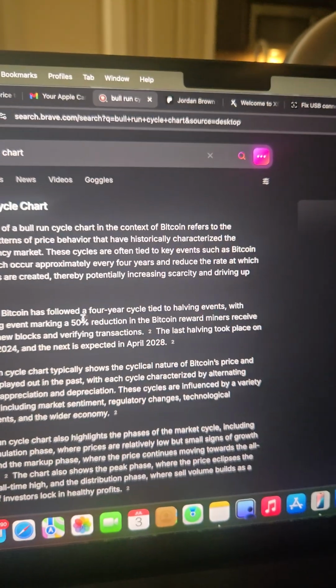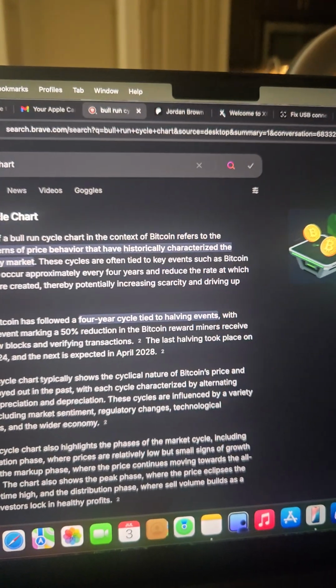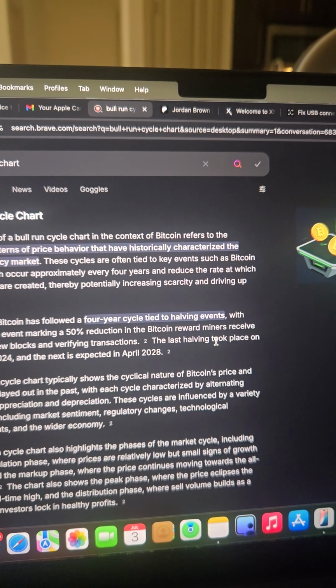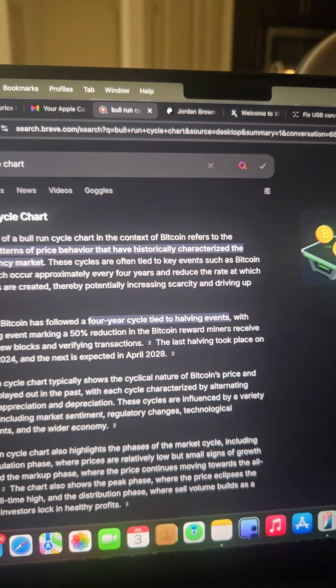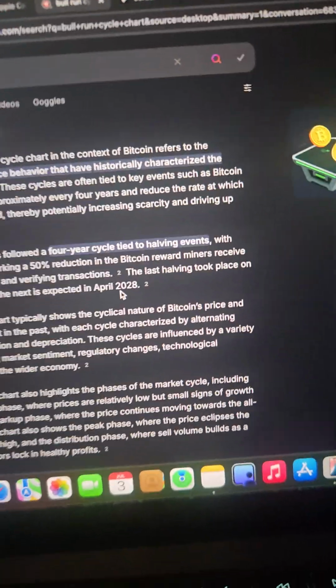See if we can get a good chart. So historically, Bitcoin has followed a 4-year cycle tied to halving events, with each halving event marking a 50% reduction in the Bitcoin reward miners receive for mining new blocks and verifying transactions. Let me explain what that means.